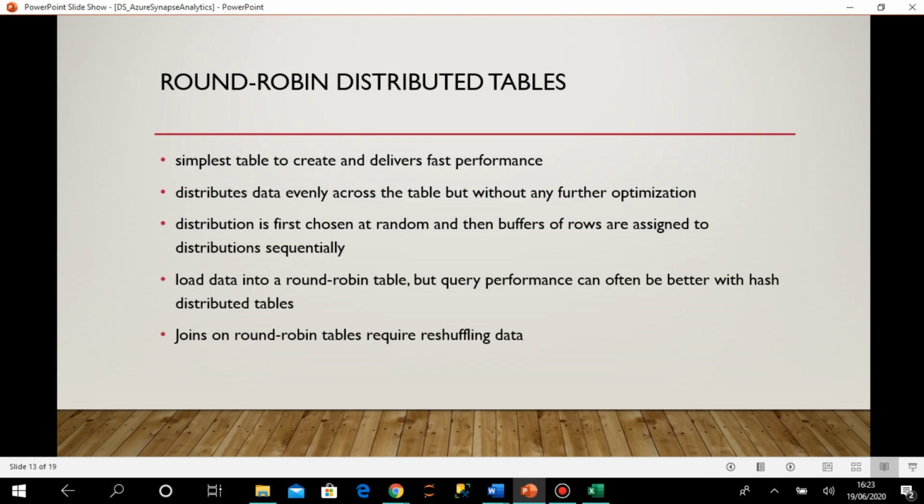The distribution is first chosen at random, and then buffers of rows are assigned to distributions sequentially, as I told you. So maybe I choose one distribution and give it a number of rows, then the next distribution gets some rows, and like that the distribution happens. A very simple method. Load data into a round robin table, but query performance can often be better with a hash distributed table.